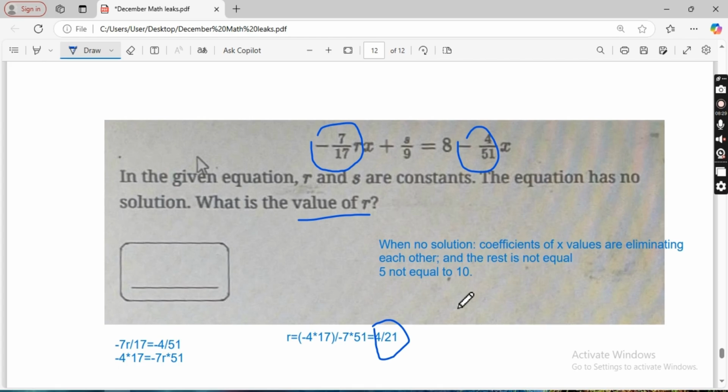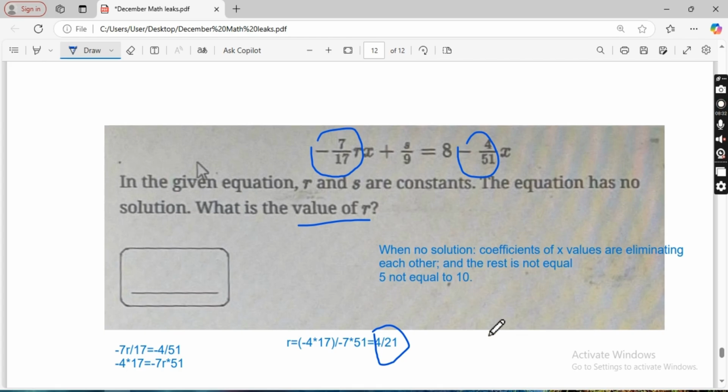So the last question is the hardest one in this set. In the given equation, R and S are constants. The equation has no solution. What's the value of R?